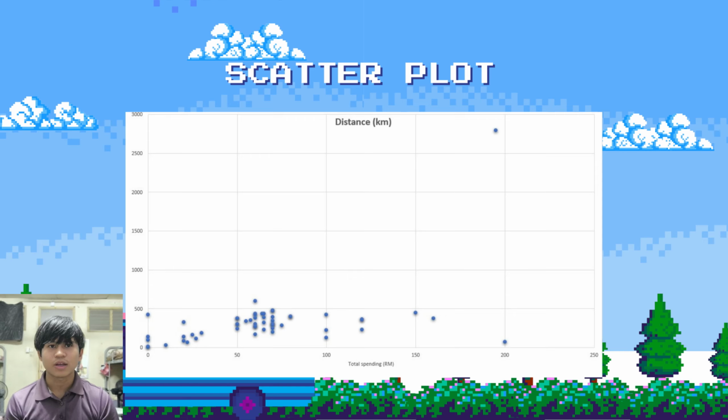However, I would like to focus on the highest point on the graph. This point represents a respondent who traveled approximately 2,800 kilometers and spent around 200 ringgit. This point clearly stands out from the rest. This is most likely due to air travel, which involves longer distance and higher costs. The highest point strongly supports the idea that as travel distance increases, total spending also increases.